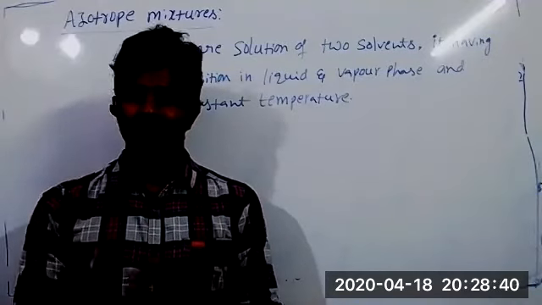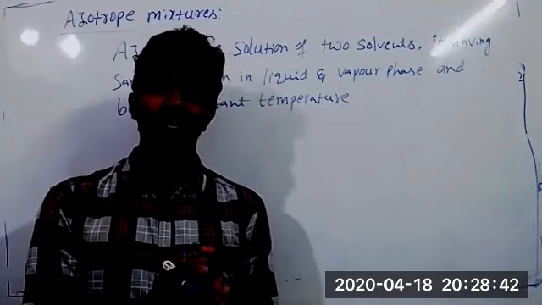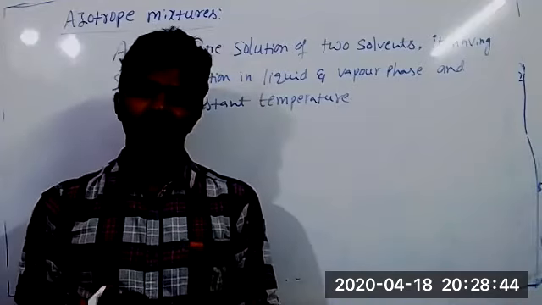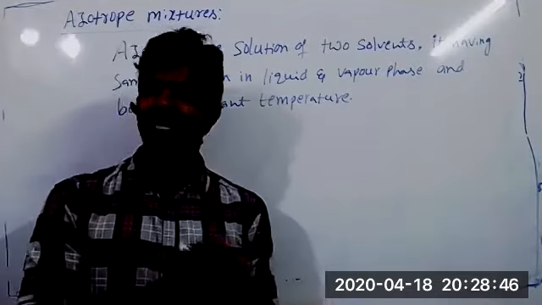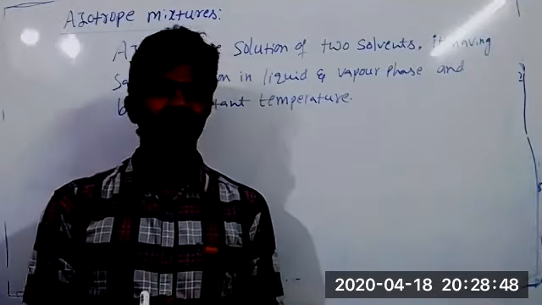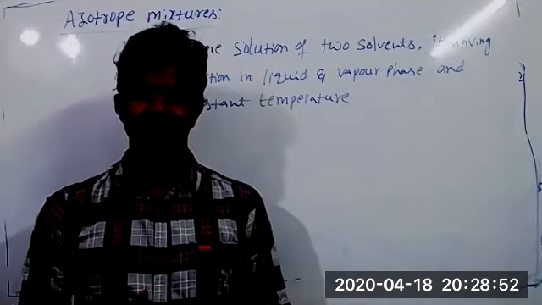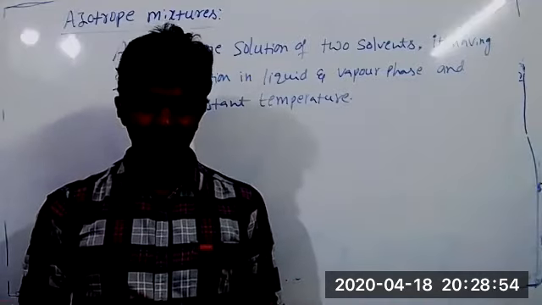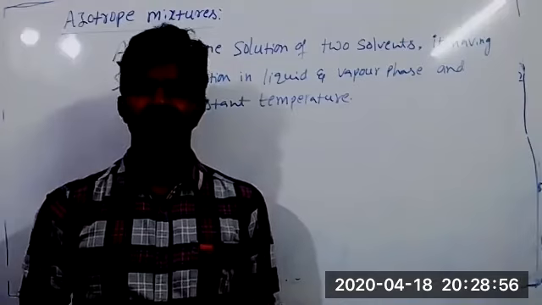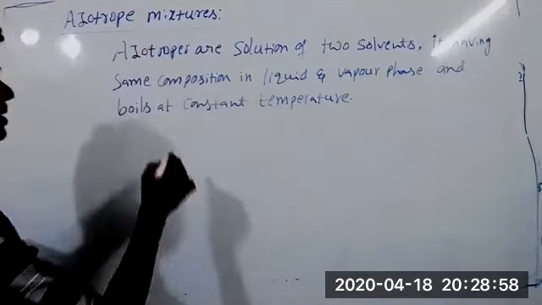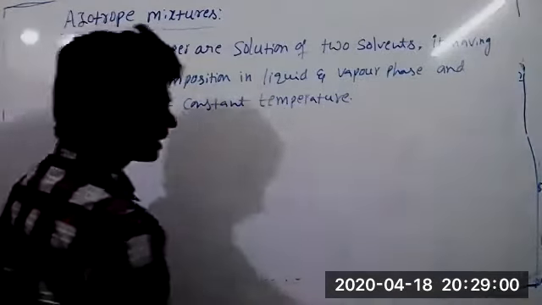Yes, sir. And suppose I have methyl alcohol, methanol, and water. Water boiling point is 100 degrees centigrade. Methyl alcohol boiling point is just 48 degrees centigrade. We can separate both by a simple distillation process. Yes, sir. But azeotropes we can't separate because they boil at constant temperature.